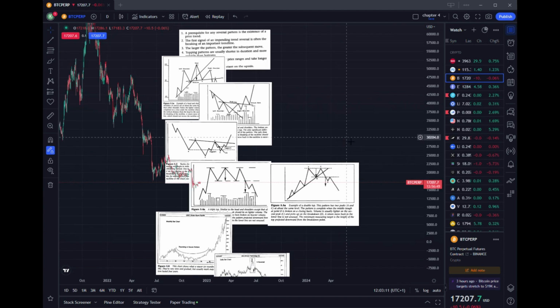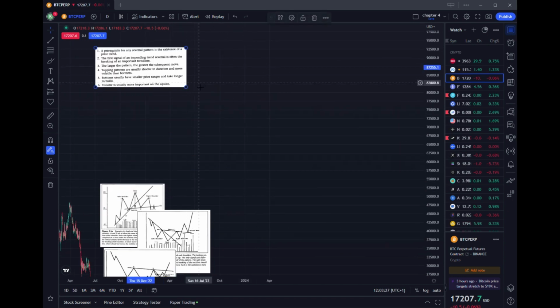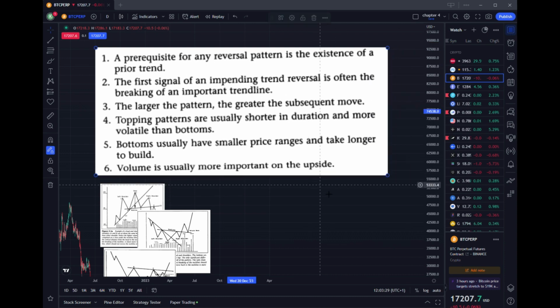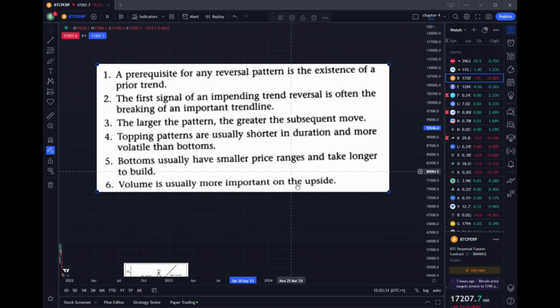It's fine. So what I wanted to talk about is the fifth chapter of the book, which is about major reversal patterns. These are the patterns which are important to know, or like the main parts of the book, and I'll just go over them. First of all, this is a summary he mentioned at the beginning of his book.